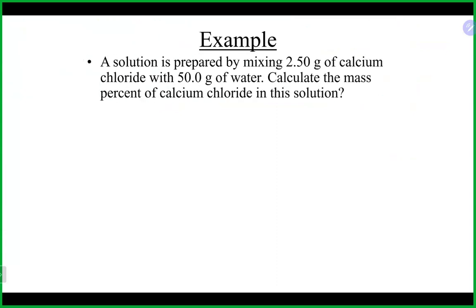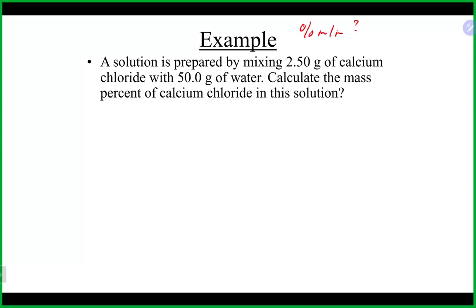All right. Let's take a look at one. Why don't you take a moment here? A solution is prepared by mixing 2.5 grams of calcium chloride with 50 grams of water. Calculate the mass percent of calcium chloride. So we're looking again in this case, percent. Okay, let's take a look.